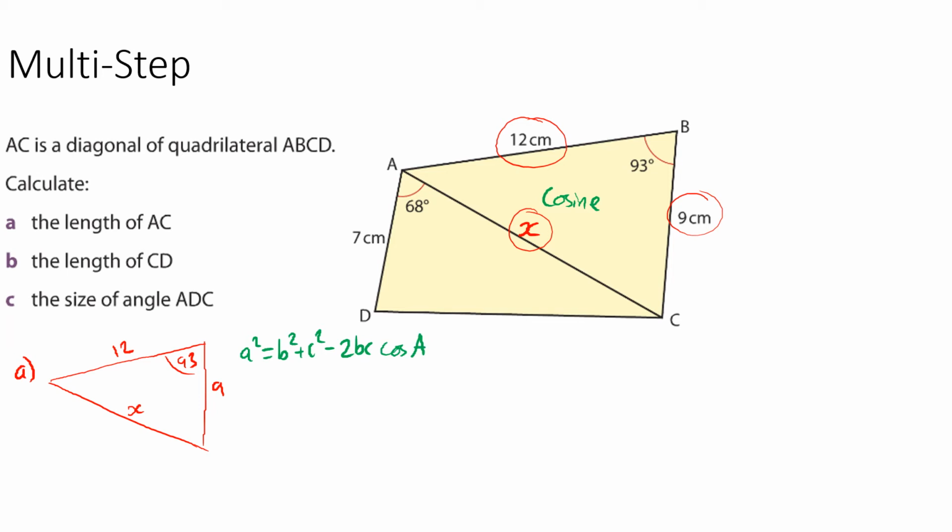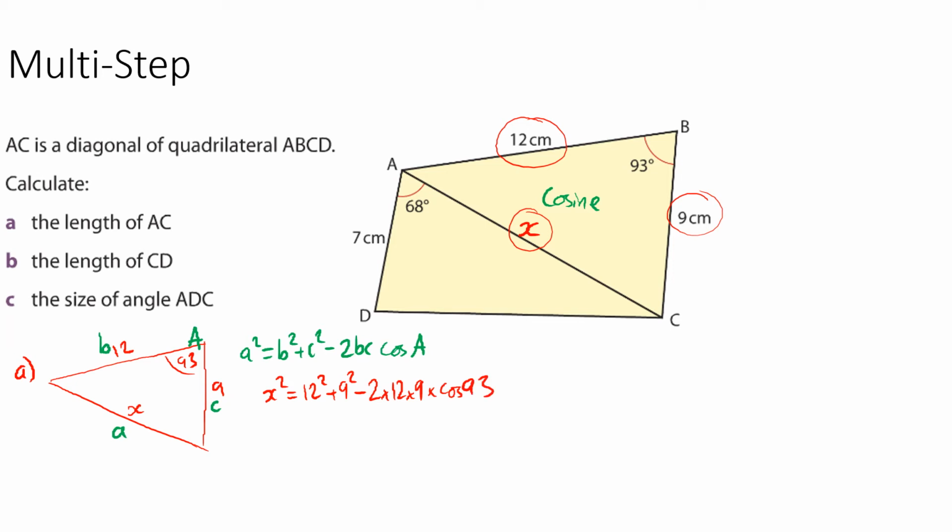Label our sides. So always we want the angle to be the A, and the side opposite it to be a, and the other 2 to be b and c. And then we can plug those numbers into that formula. So let's do that. We'll say x squared is equal to 12 squared plus 9 squared minus 2 times 12 times 9 times cos 93.